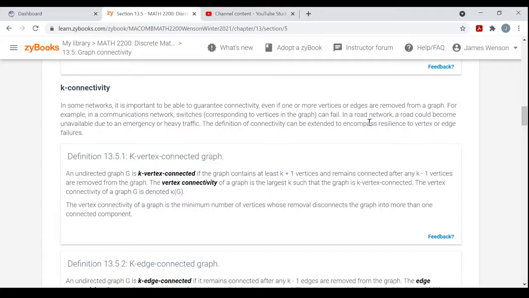Same thing for a road network. It would be desirable that even if a road could become unavailable due to an emergency or heavy traffic, even if you removed an edge, if a road was shut down, or several roads were shut down, you'd still like to have the network be connected. You'd still like to be able to get between any pair of towns. Again, the towns are the vertices here, even if some roads were shut down for some reason.